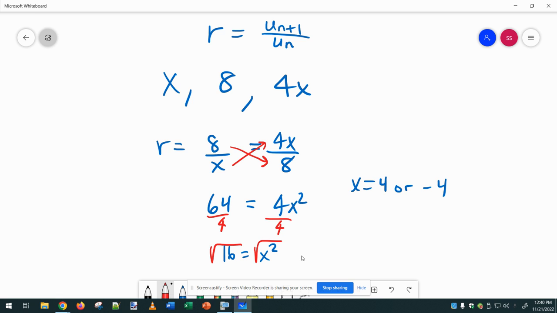And if I plug those into the original sequence here, let's start with 4. I could have 4, 8, 4 times 4 is 16. This would make a common ratio of 2. If I plug in negative 4, I get negative 4, 8, and negative 16, which would make the common ratio negative 2, and it still works.